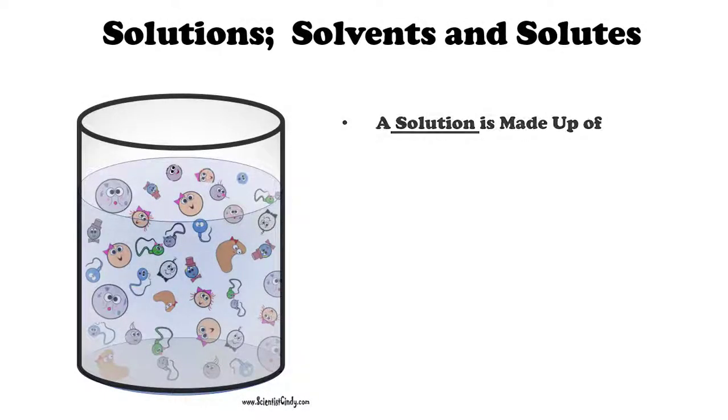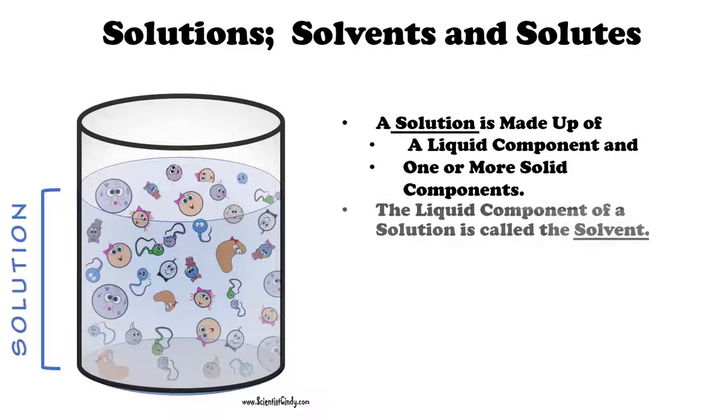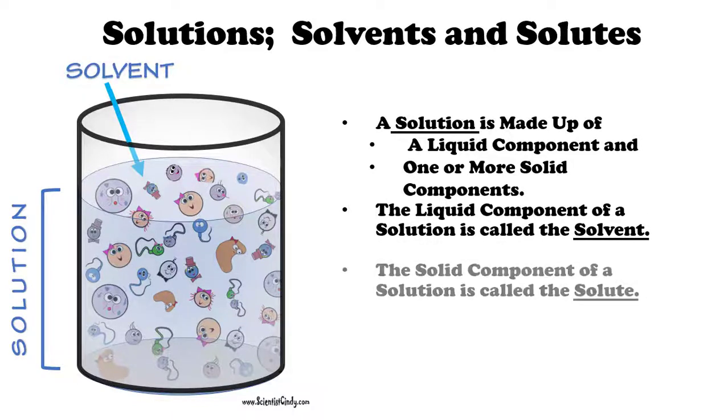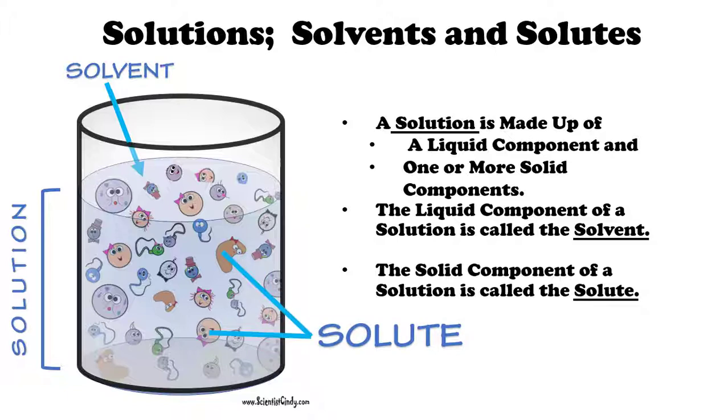A solution is made up of a liquid component and one or more solid components. The liquid component of a solution is called the solvent. The solid component, or dissolved substances in the solution, is called the solute.